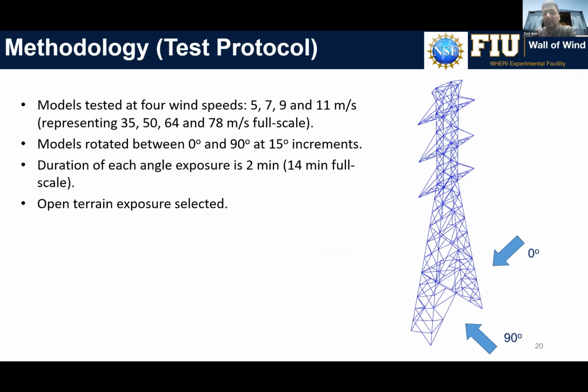The model was tested at four wind speeds: 5, 7, 9, and 11 meters per second. This is at small scale, which translates to 35, 50, 64, and 78 meters per second at full scale. The models were rotated between 0 and 90 degrees at 15-degree increments. As you can see in the diagram, 0 degrees is along the strong axis and 90 degrees is along the weak axis of the tower. The duration of each angle exposure is about 2 minutes, which translates to about 14 minutes at full scale. And we used open terrain exposure as well.